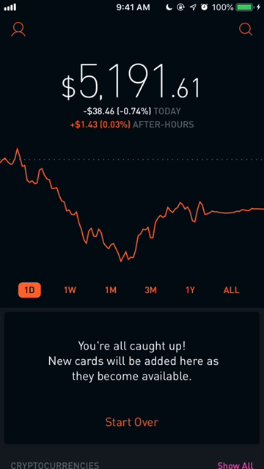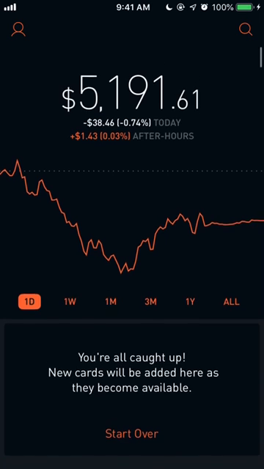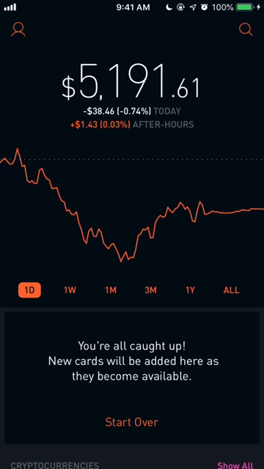So if you haven't downloaded the Robinhood app yet, it's a brokerage I like a lot. It's my main one. As you can see, I've got quite a bit of money in here, and I've really enjoyed it a lot. It's probably one of the best ones out there in my opinion.